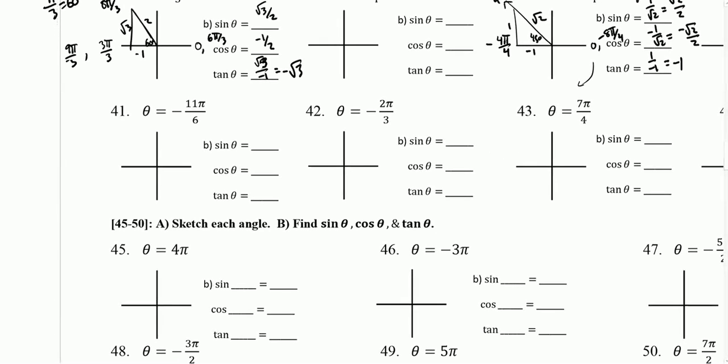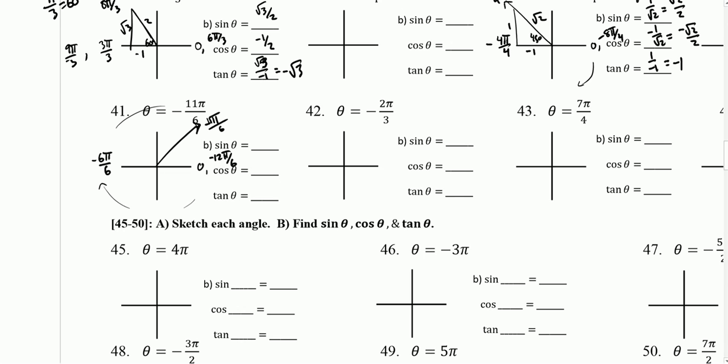Number 41, we got -11 pi over 6. Here's 0, moving clockwise, in the negative direction. This is -6 pi over 6, which is the same as -pi. Keep moving clockwise. We get -12 pi over 6, which reduces to -2 pi. So -11 pi over 6 is in quadrant 1.